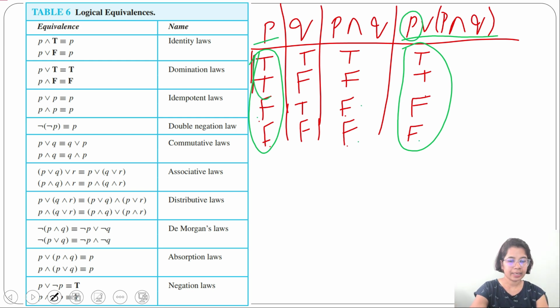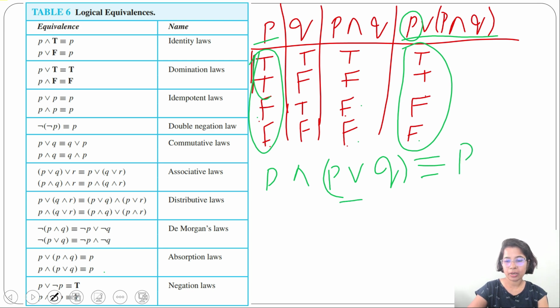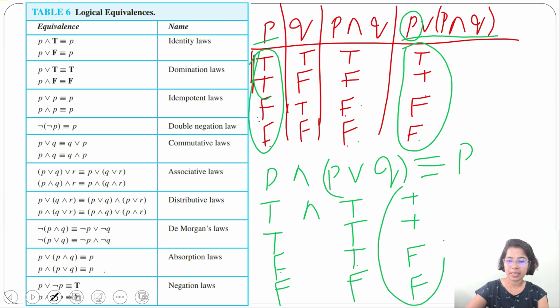You can check the second absorption law, that P and (P or Q) is equivalent to P. So P or Q will be true, true, true, false, and P value is true, true, false, false. Now both and will be true and true, it will be true, true and true, it will be true. Then false and true, it will be false, and false and false, it will be false. So it's same as P, true, true, false, false.